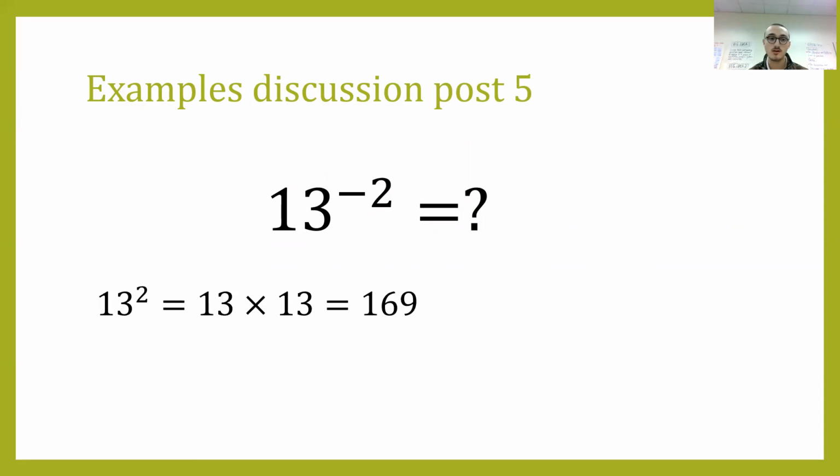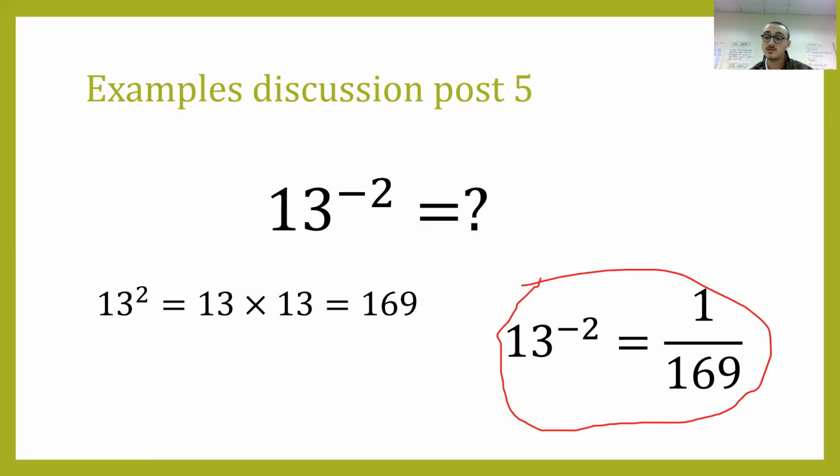So if we have 13 to the negative second power, what we're going to do is 13 squared, which is the same thing as 13 times 13, 169. And we are going to take 1 and divide it by 169. So that's going to be your answer for the day.